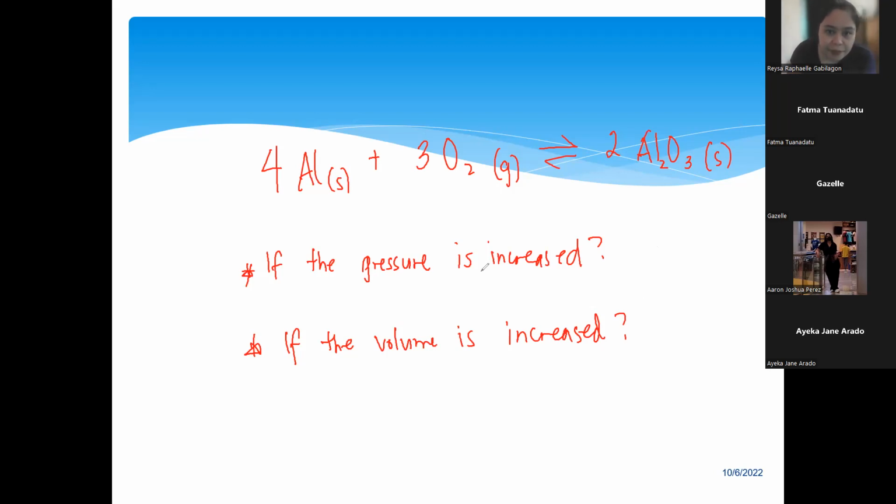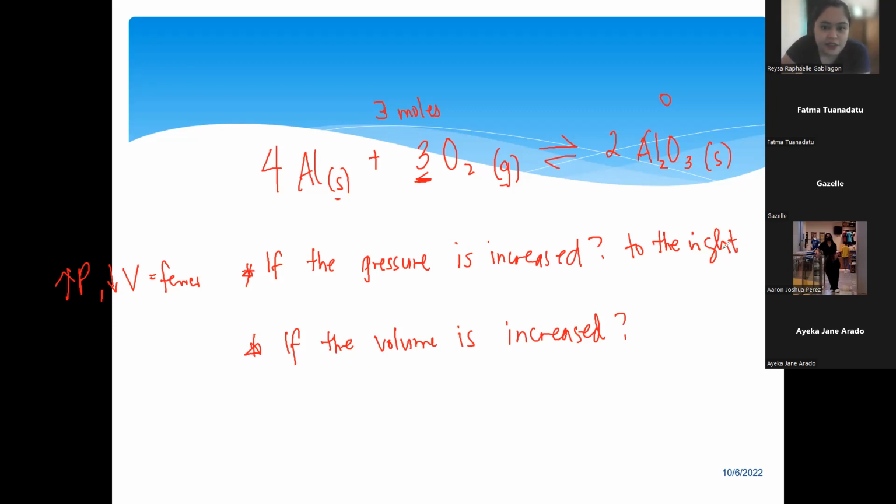Sige. Again, if the pressure is increased, class, si volume mag-decrease, this is on the fewer moles of gas. So, ilang gas ba ito? You have 3 moles here on this side. This is solid, this is gas. Remember, may 3 siya dyan na coefficient. On this side, this is purely solid, so wala tayo here. So, fewer man tayo dito sa increase in pressure. Therefore, this will favor the forward reaction. So, the shift will be going to the right.